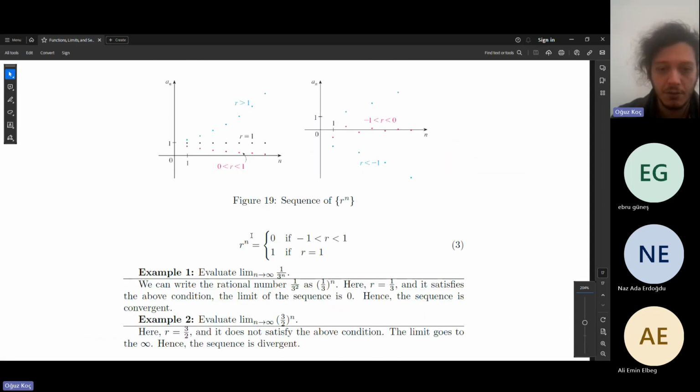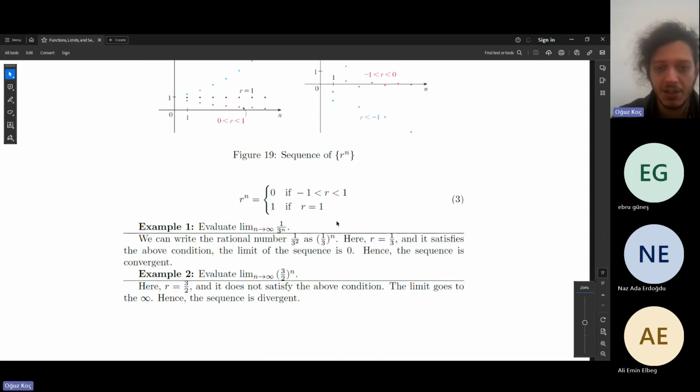Okay, we can also summarize it as a piecewise function here. When r is between -1 and 1, the limit gets the value 0, and when it is equal to 1, the sequence gets the value 1, and for all other values of r, it is divergent.